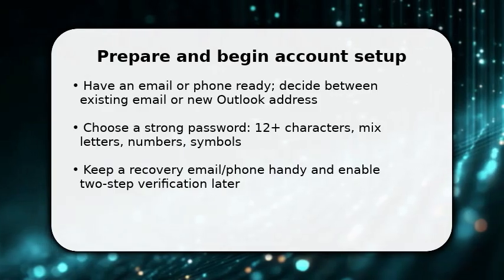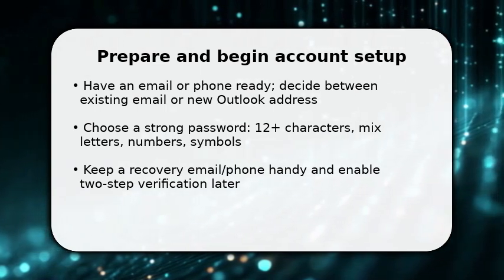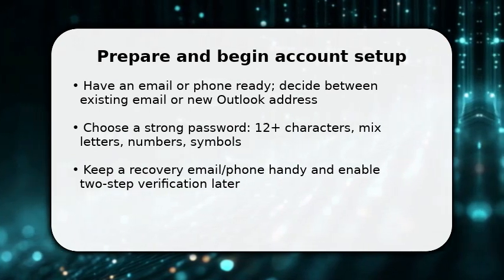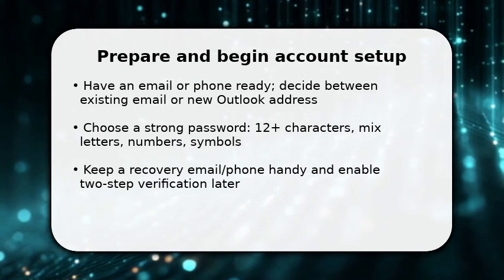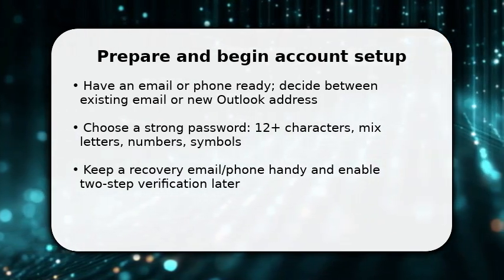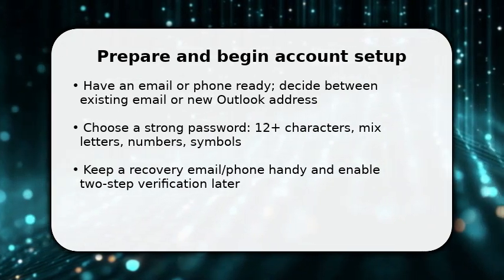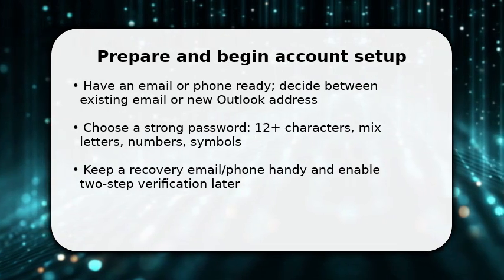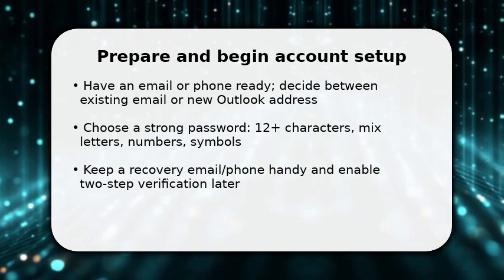You start by choosing the credential you'll use, an existing email or a new Outlook address. Once decided, open Account Creation and enter that email or phone. Make sure it's accessible. Create a strong password now, 12 or more characters with letters, numbers, and symbols, because changing it later is slower. Also provide a recovery email or phone while prompted so you can regain access if you lose your credentials. This gets you past the gate and into account setup quickly.